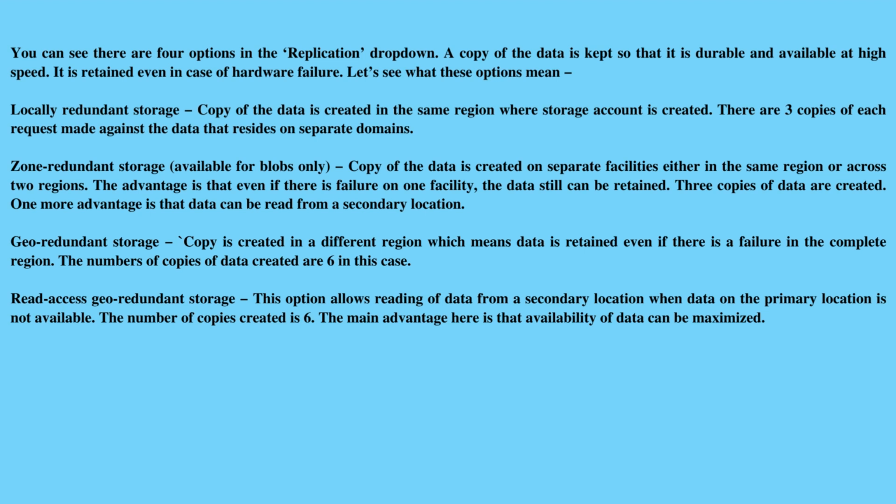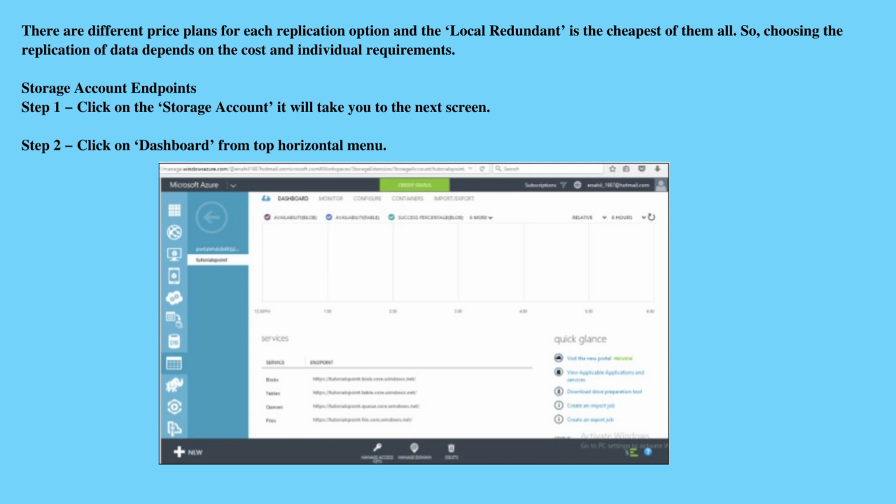Read access geo-redundant storage. This option allows reading of data from a secondary location when data on the primary location is not available. The number of copies created is 6. The main advantage here is that availability of data can be maximized. There are different price plans for each replication option, and locally redundant is the cheapest of them all. So, choosing the replication of data depends on the cost and individual requirements.